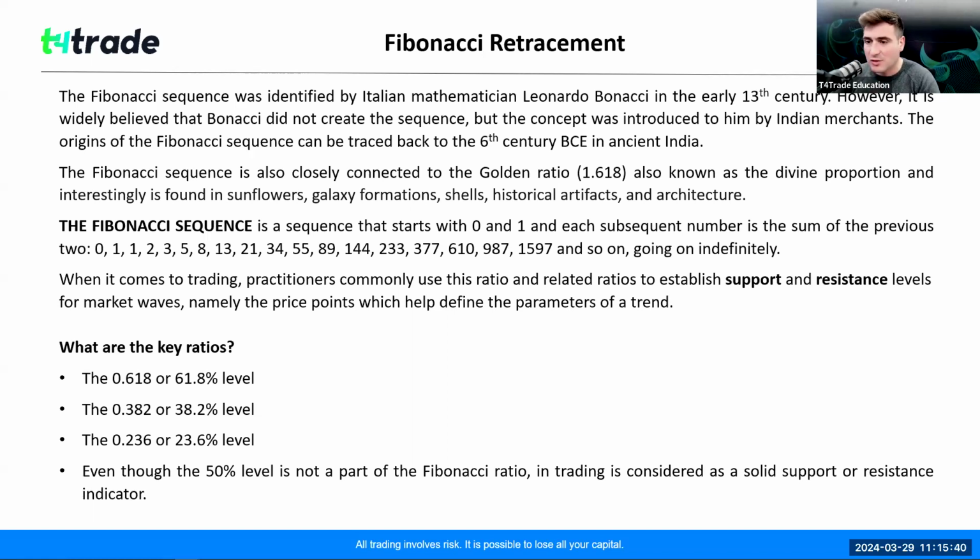So what are the key ratios? They are the 0.618 or the 61.8% level, the most important one out of the plenty of them out there, the 0.382 or the 38.2% level, and the 0.236 or the 23.6% level. Even though the 50% is not a Fibonacci number because you cannot find it in the sequence, and you will understand how you calculate these ratios in the next slide. 50 is not inherently in the Fibonacci sequence, but for some reason, because we're using it from a technical point of view, the 50 is considered another solid support or resistance level or an indicator.